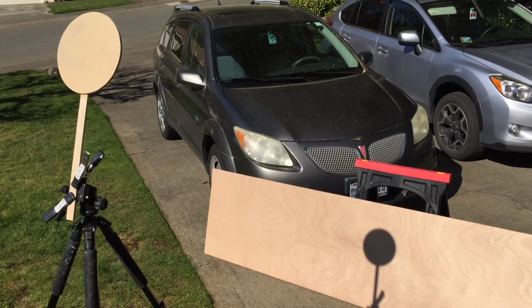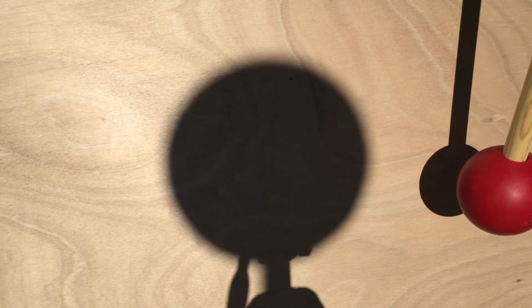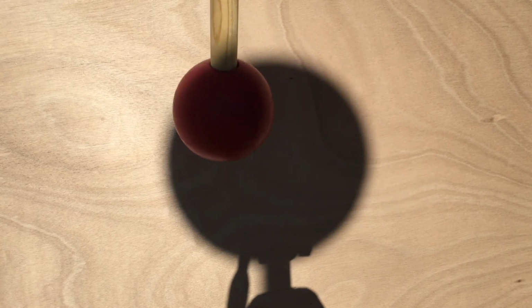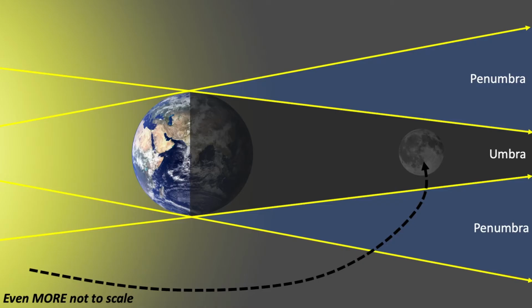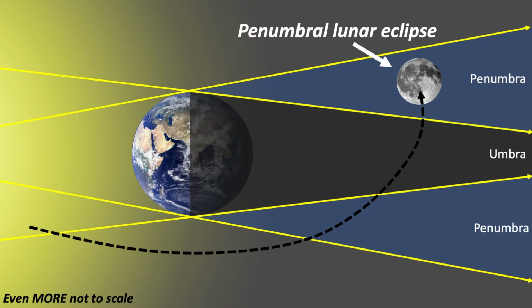In the first part of this model, the Earth is casting a shadow onto a piece of plywood. A lunar eclipse occurs when the Moon's orbital path takes it through the Earth's shadow. A full or total lunar eclipse occurs when the Moon passes completely through the Earth's umbra. A partial lunar eclipse occurs when part, but not all, of the Moon passes through the Earth's umbra. And a penumbral lunar eclipse happens when the Moon passes through the Earth's penumbra.